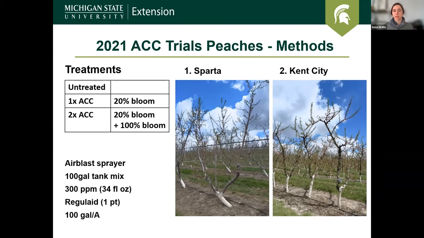These orchards were located in Sparta and Kent City, which are both on Fruit Ridge here in Kent County. And these were also done as an air blast trial, calibrated to 100 gallons per acre. And the application rate was 300 parts per million.